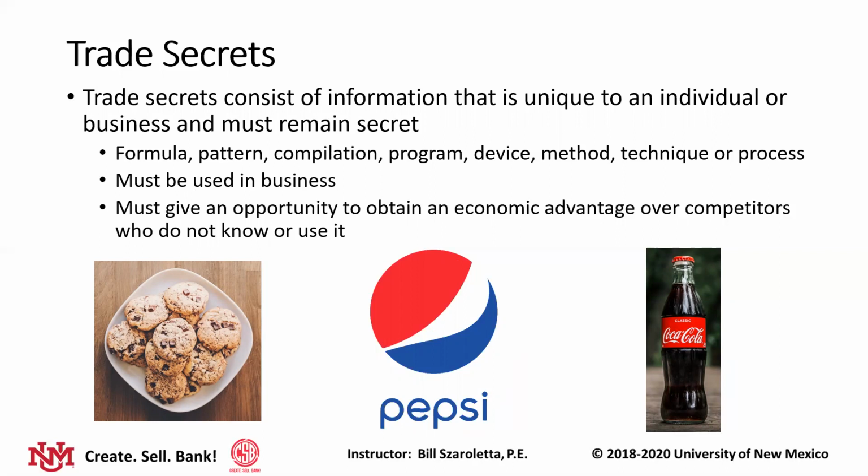So an example could be the recipe for a really good chocolate chip cookie. That could be a trade secret if you use it for your bakery business. And what you would have to do is be very careful about not disclosing that to anybody outside of your business. That would have to involve some sort of documentation that your employees sign, a non-disclosure agreement, essentially.